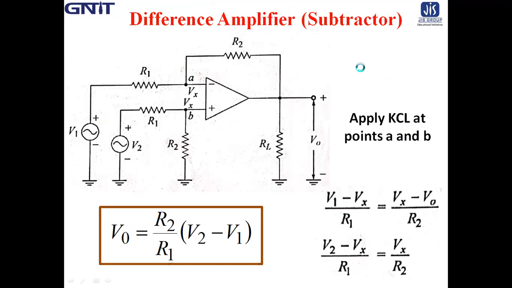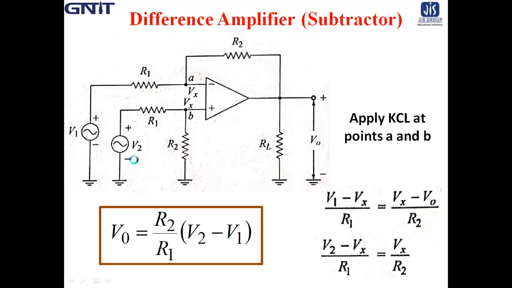Why is it called a subtractor or differential amplifier? That means this circuit will amplify the difference of two input signals, say V1 and V2. The name subtractor comes from the fact that it subtracts the input signals applied at the inverting and non-inverting inputs when the gain of the amplifier is adjusted to 1.